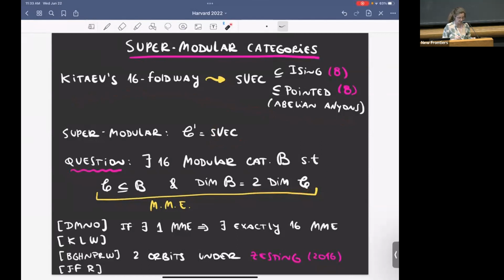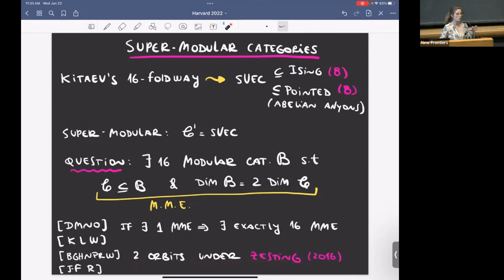And so there was some progress on this. There was work of Davydov, Müger, Nikshych, and Ostrik, and also work of Lan and Wen. They show that if there is one of these minimal modular extensions, there are exactly 16 of them. And then with some of my collaborators, we show that actually this 8 and 8 is not a coincidence.